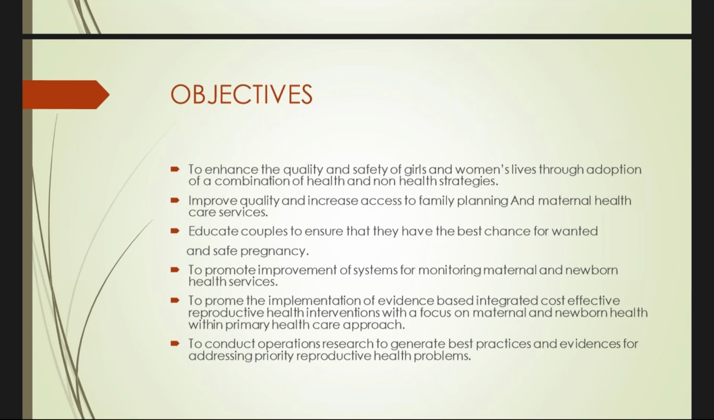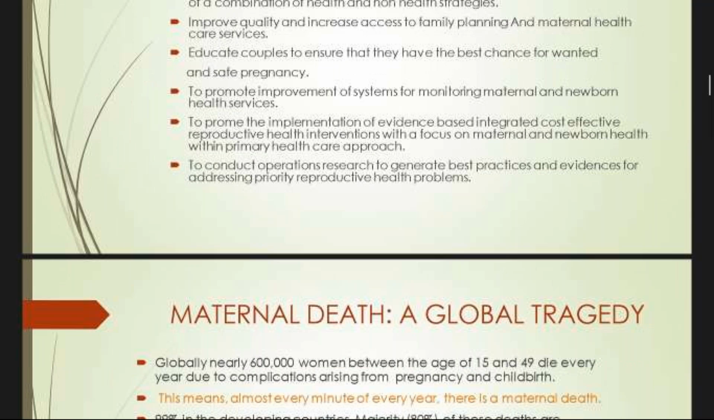So these are all the things implemented by the government to encourage safe institutional deliveries, and also they can have good nutrition, and medically also they can have proper medicines. So encourage them. We have different schemes, and to conduct operations research to generate best practices and evidence for addressing priority reproductive health problems. So all the recent advances also should be accessible to them. So these are the main objectives.